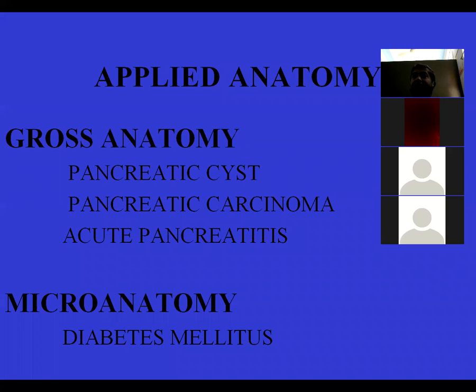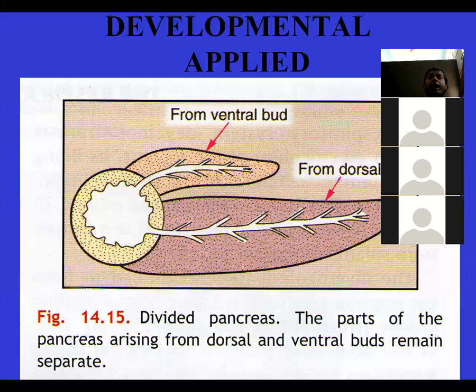We know the beta cells of the pancreas secrete insulin. So deficiency of insulin leads to a condition very commonly seen, that is diabetes mellitus. And these are the developmental anomalies.